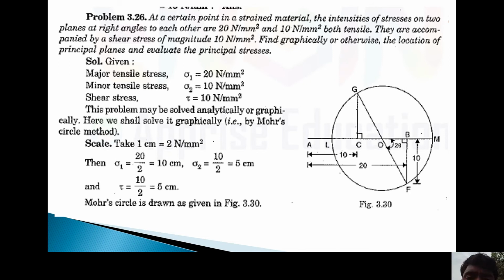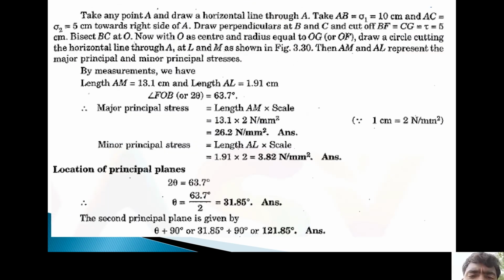Mohr's circle. Using this Mohr's circle method we calculate the major principal stress and minor principal stress. That value is the length of AM into scale, which is 26.2 Newton/mm². Next, the minor principal stress equals the length of AL, which is 3.382 Newton/mm².